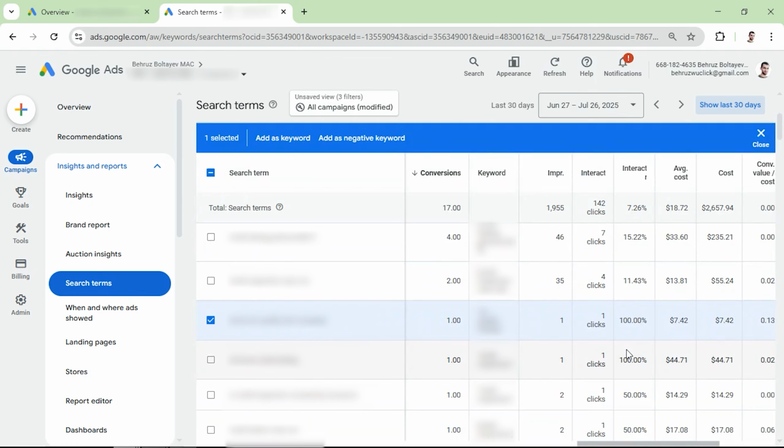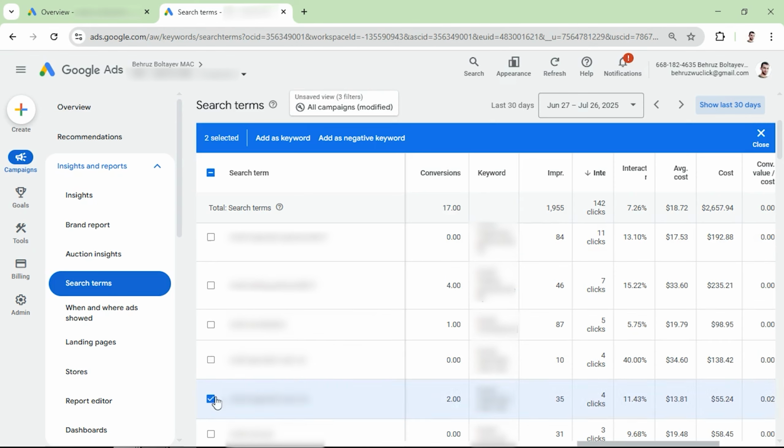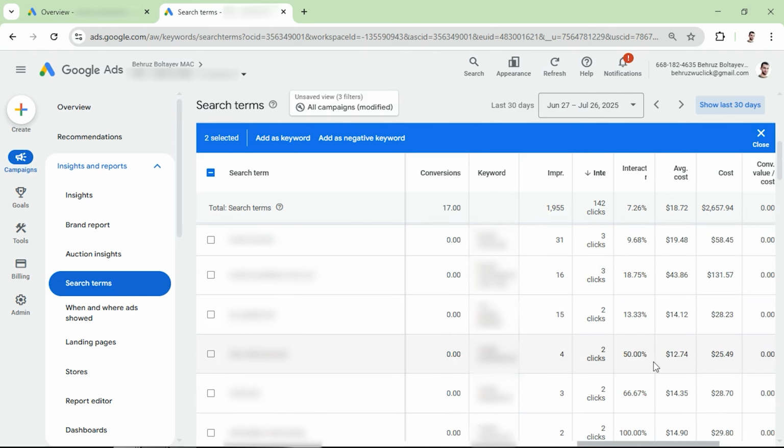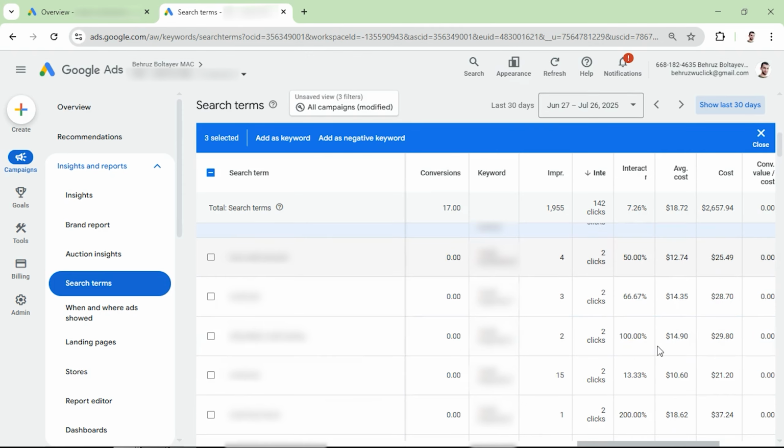Now we can sort by the number of clicks they've got. For example, this could be a really good keyword. It got 2 conversions and the average cost is really low compared to other keywords. We're going to scroll down, and this could be another good keyword. Although it hasn't brought any conversions, it got only 2 clicks, but the average cost was much lower compared to other keywords. And we can scroll down and find more similar keywords.